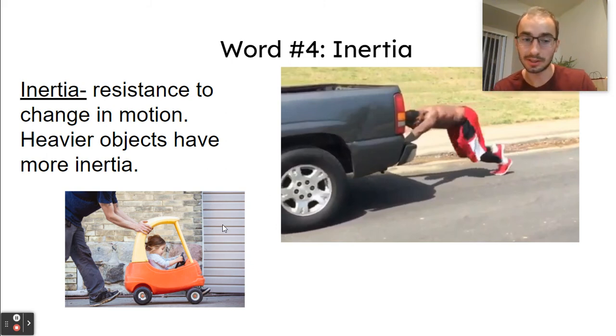So like I have these two examples. There's a guy pushing a truck. The truck has a lot of inertia. Even if it's in neutral, it's going to take a lot of force to move it. Whereas this little toy car, it can still be in neutral, but it's not going to take very much force to move it. So the big truck, lots of inertia. The little car, not very much inertia. If you're heavier, you have more inertia because you're harder to move. Inertia is really just a property of things that are heavy.